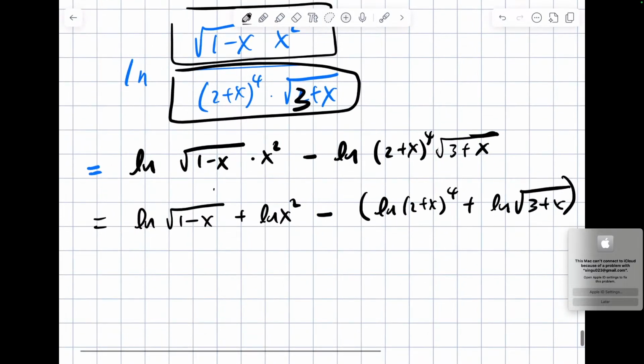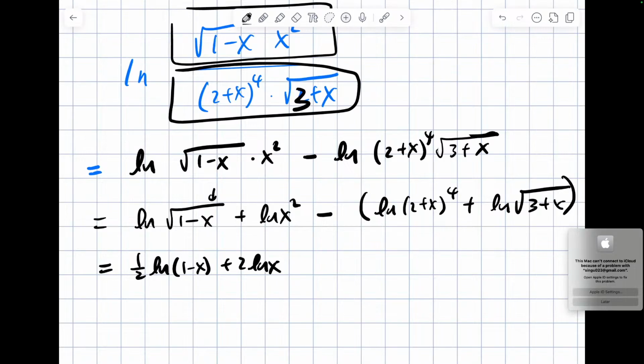Now remember, what's the square root? What power is square root? 1/2. So that's equal to 1/2 ln of 1 minus x plus 2 ln of x. This one's going to distribute, so it'll be minus 4 ln of 2 plus x. This one's going to distribute, minus 1/2 ln of 3 plus x. And that's called expansion. I expand to multiple logs.